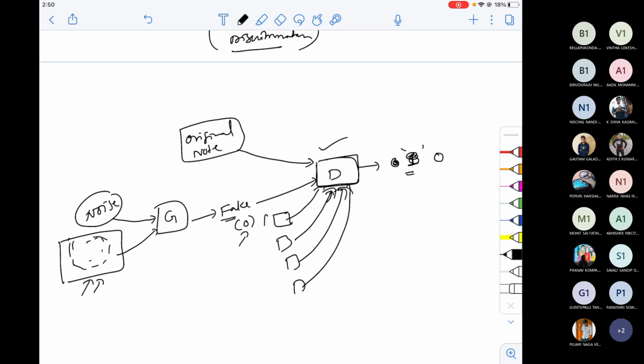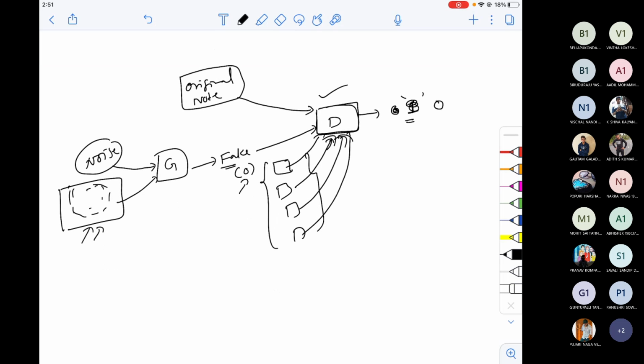Then the generator is worried. Oh my God, I sent 4 notes and all 4 are classified as fake. That means my fake note generation is very bad. Somehow I should make it very intelligent so that the discriminator does not classify my image as fake, but classifies it as real. So how is that possible? How can we achieve this?